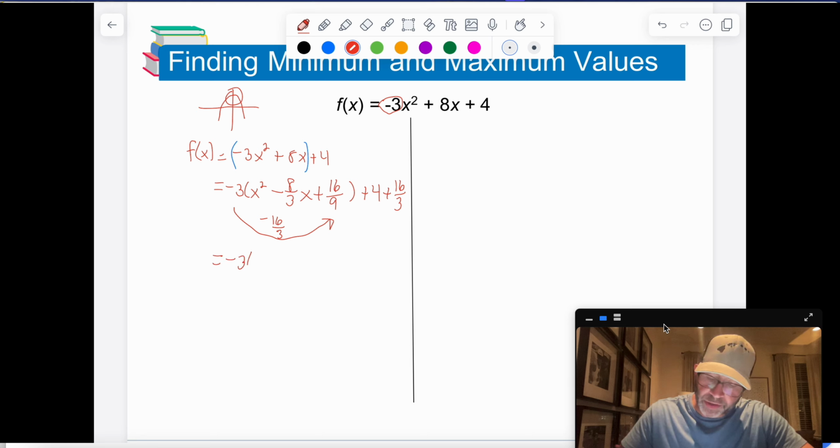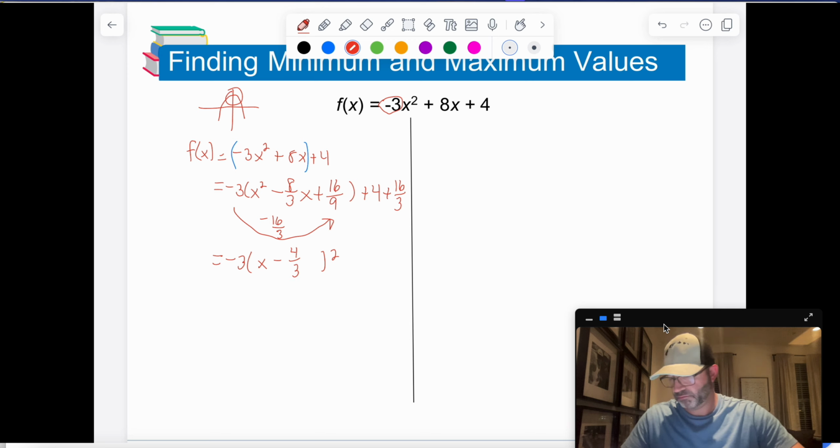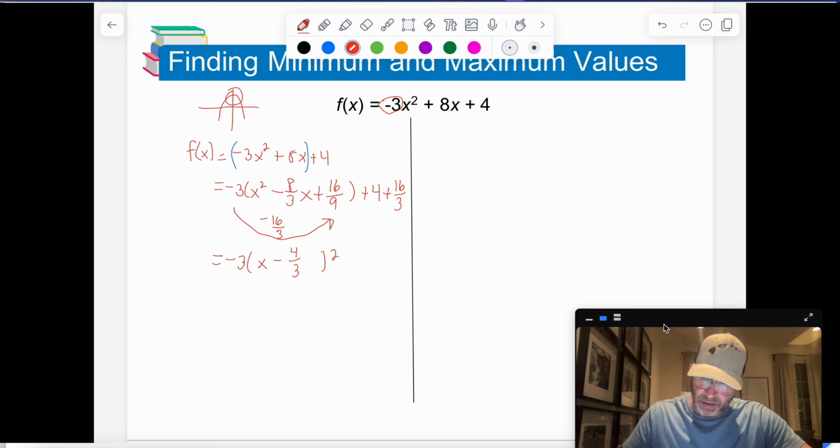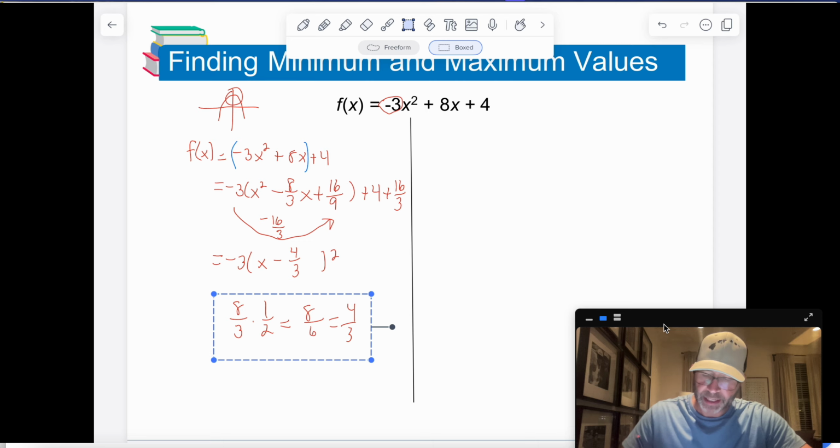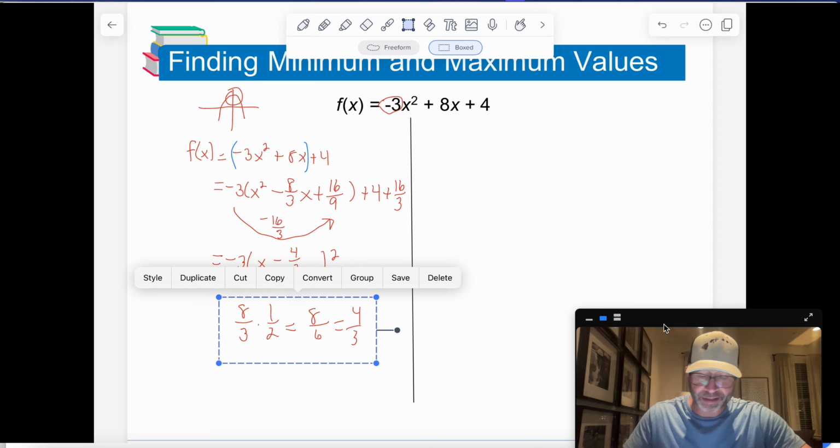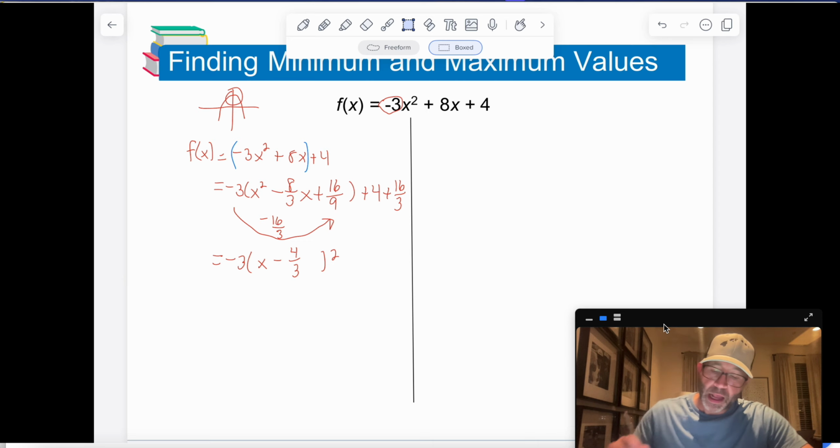So now let's write this in its binomial squared form. We're going to have -3, and then we're going to have x minus 4 over 3, right? Let me confirm something here. 8 over 3 times 1 over 2 is 8 over 6, and that's going to be 4 over 3. Yeah, just making sure. Sorry, just didn't feel right. It's late, I'm tired, and my brain is not fully functioning right now, let me tell you.